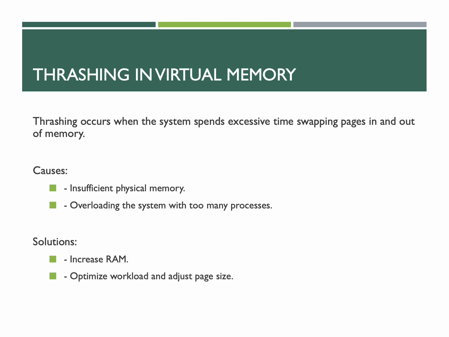So, what are the solutions to thrashing? Increasing RAM is one of the solutions. Adding more physical memory reduces dependency on virtual memory, allowing the system to handle more processes efficiently.